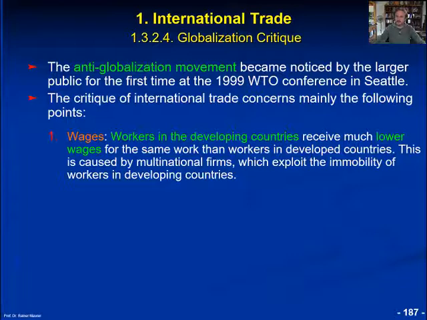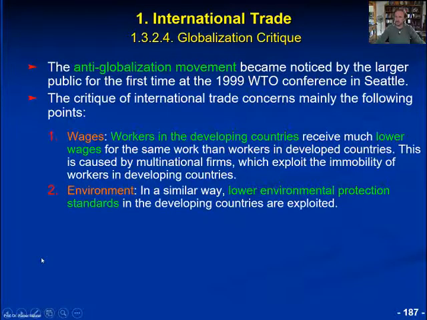First, workers in developing countries receive much lower wages for the same work than workers in developed countries. This is caused by multinational firms which exploit the immobility of workers in developing countries.